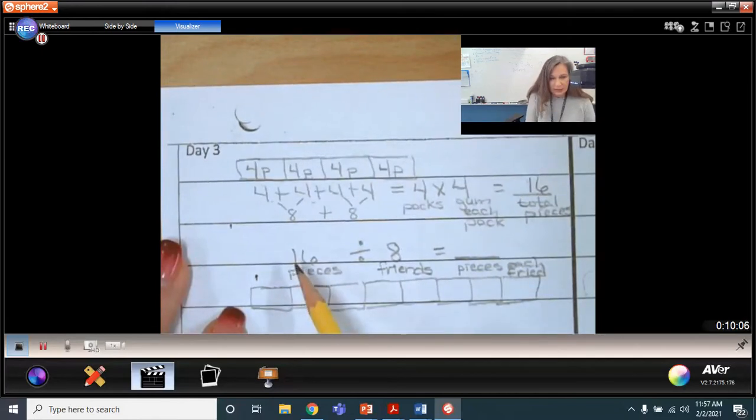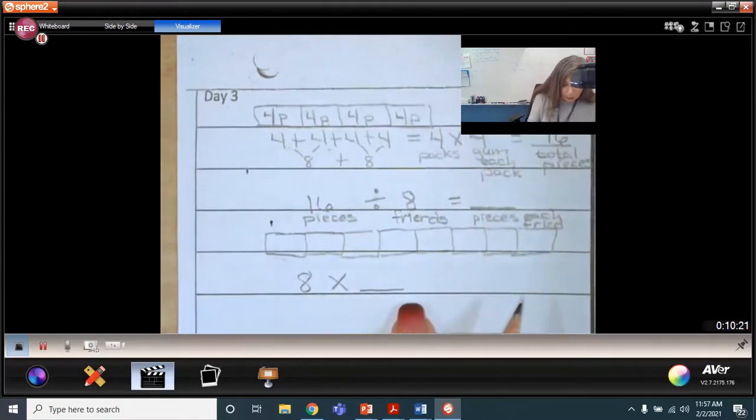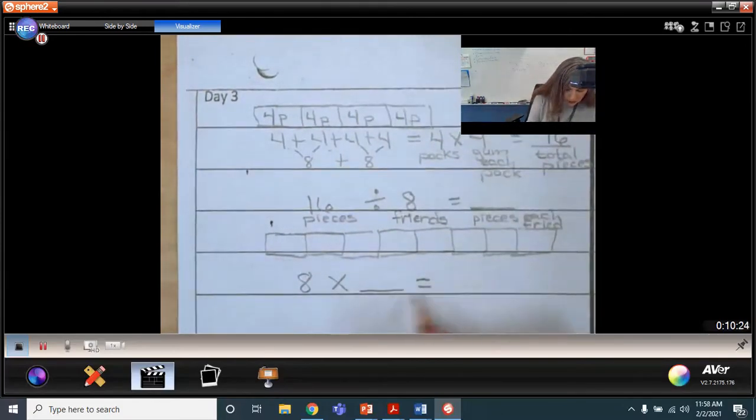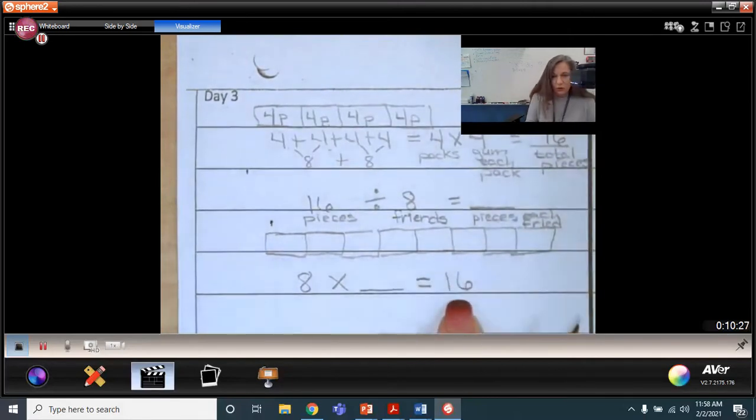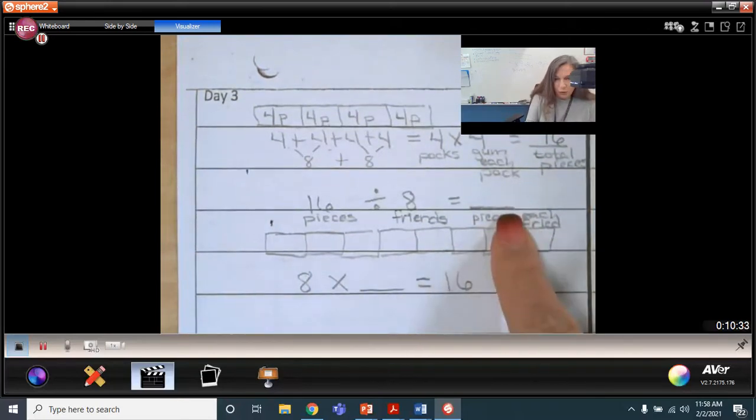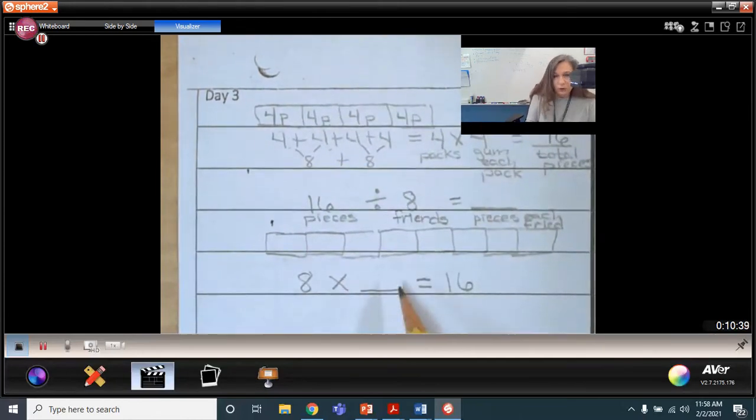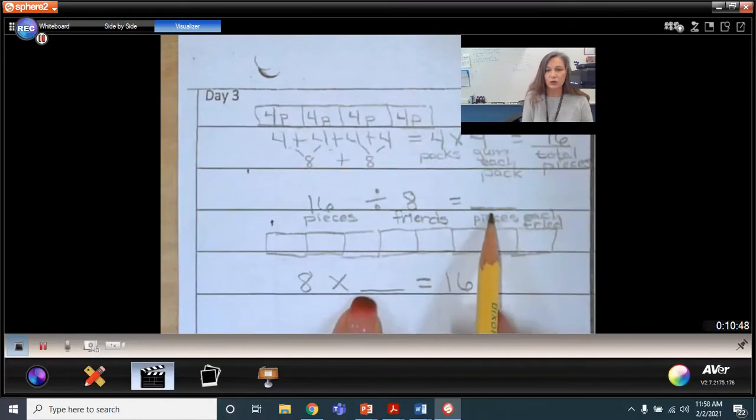Or since this is an even number, we could start off with 2's. And let's see if we can think about this as a multiplication fact. If we have 8 groups and we know how many pieces each person has, which we don't, we would know that there are 16 total. So really what we're looking for is this missing factor, which will be our quotient for our division equation. So I'm just relating this how, if you know your multiplication facts really well, you can really start to understand how this missing factor is actually our quotient for division.